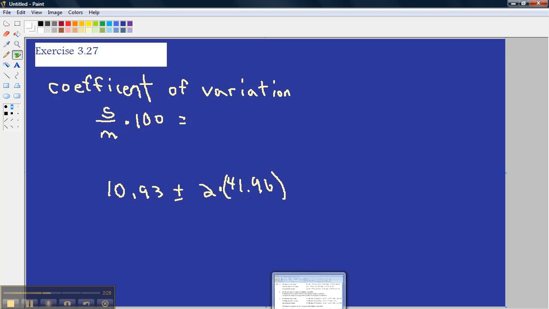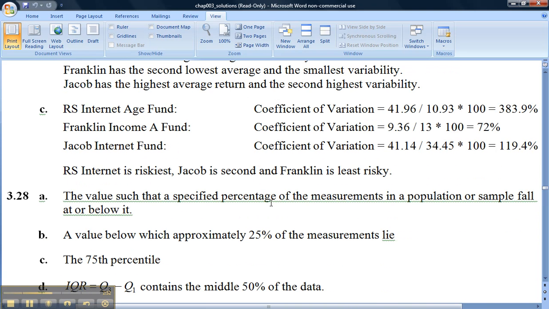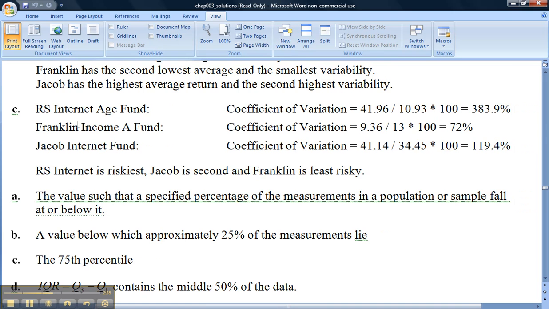If we look over here to the actual solution, we have the RS Internet Age Fund coefficient of variation 41.96, which was the standard deviation, divided by the mean, which was 10.93, times 100. They just changed that value to a percent, which gave us 383.9%. Here we do the same thing for each one, and now we have just one value to compare the different investments.